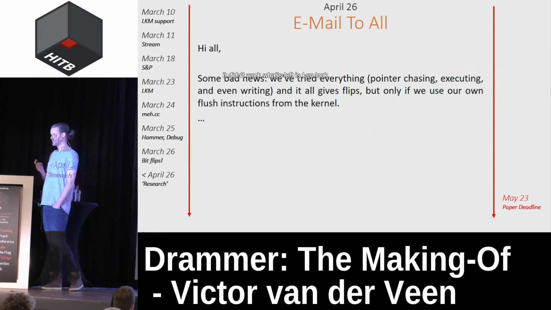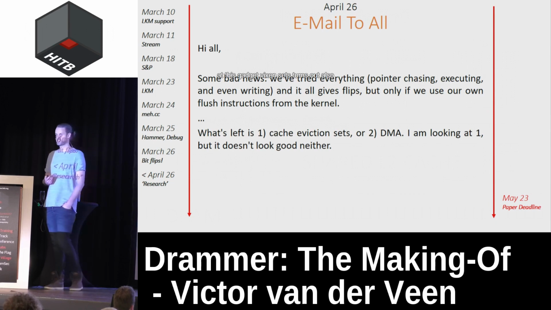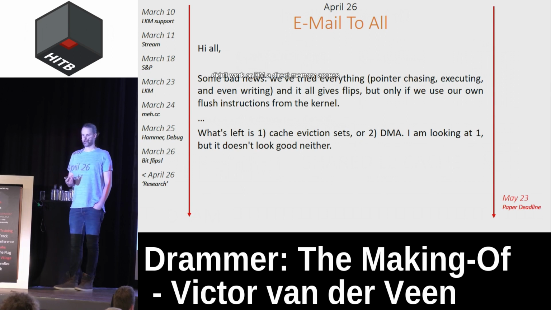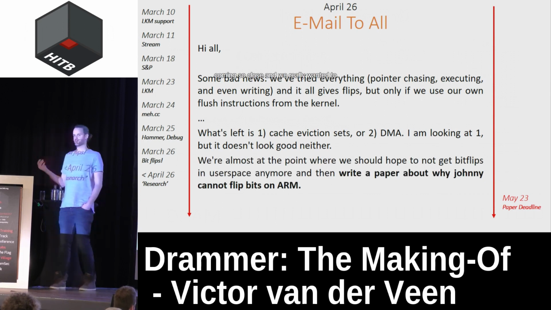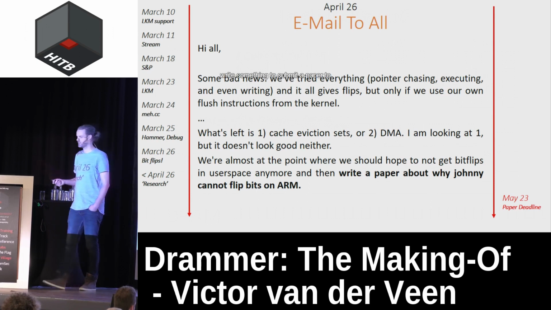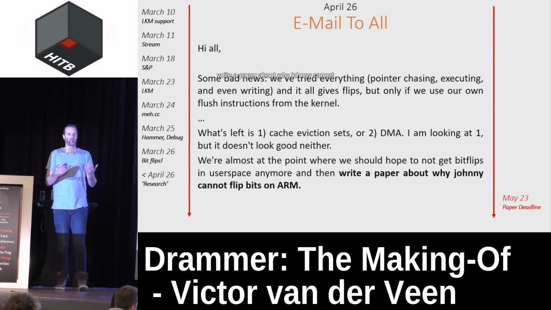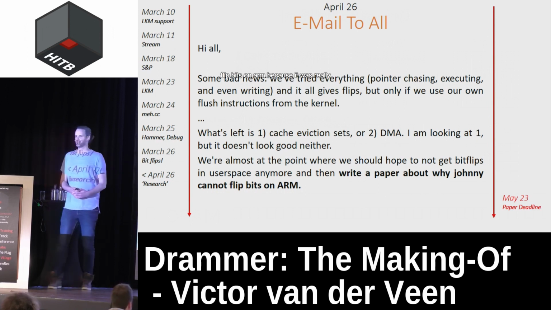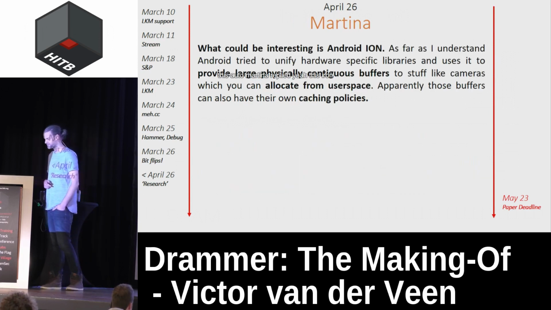Some bad news, right? Trying everything, it didn't work. What's left is still to look at cache eviction sets, which turned out also didn't work, or DMA, direct memory access. The first one doesn't look good either. And actually, we were almost at the point, because the deadline was coming so close and we really wanted to submit a paper to this conference, where we were considering writing a paper about why Johnny cannot flip bits on ARM, because it really turned out to be almost impossible to do this.